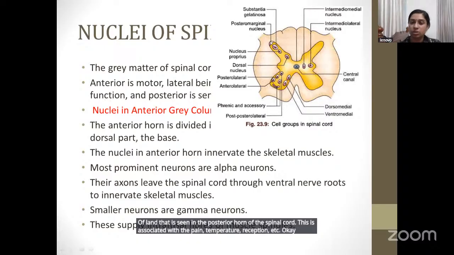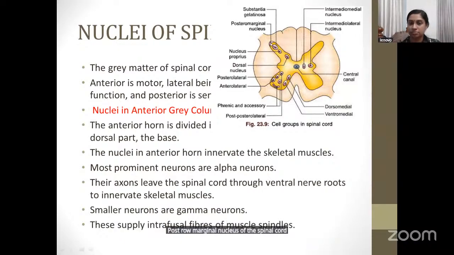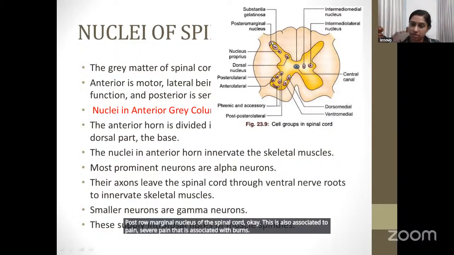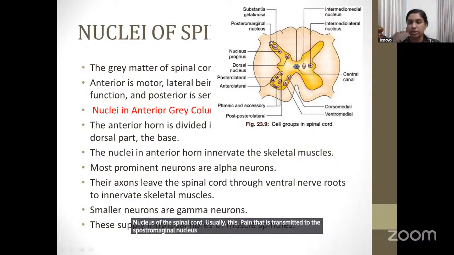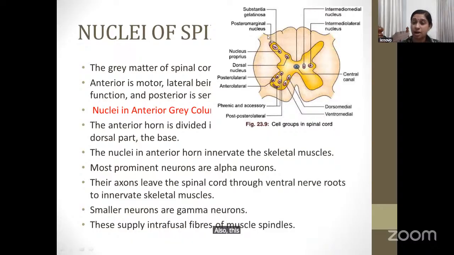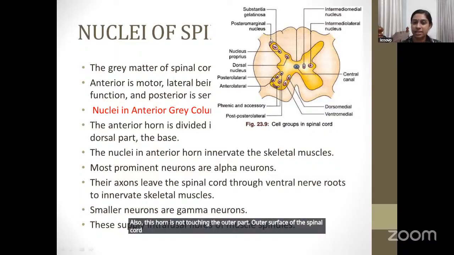And in the outermost part of this posterior horn, we can see the postero-marginal nucleus of the spinal cord. This is also associated with pain. Severe pain, such as that associated with burns, is transmitted to this postero-marginal nucleus, and this pain is usually difficult to eradicate. Also, this horn is not touching the outer surface of the spinal cord, and hence in the area between the postero-marginal nucleus and the outer surface of the spinal cord, there is a tract called the tract of Lissauer.